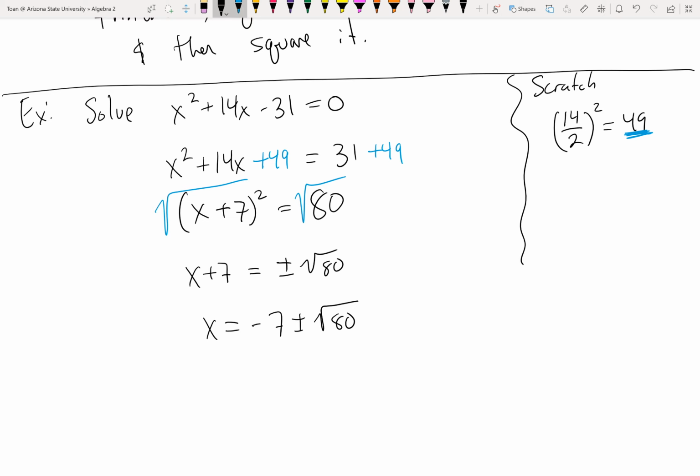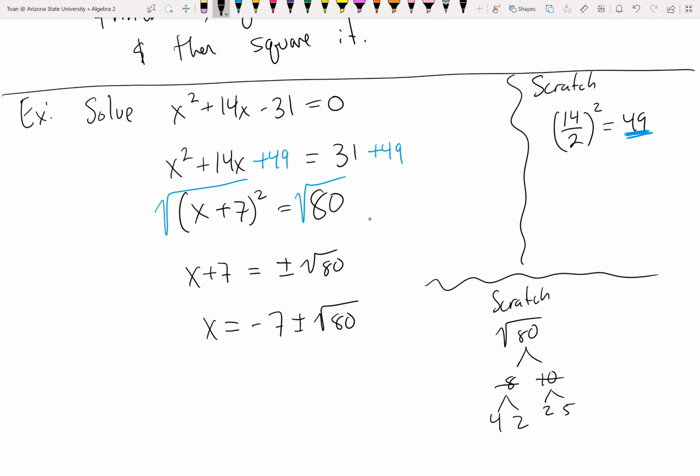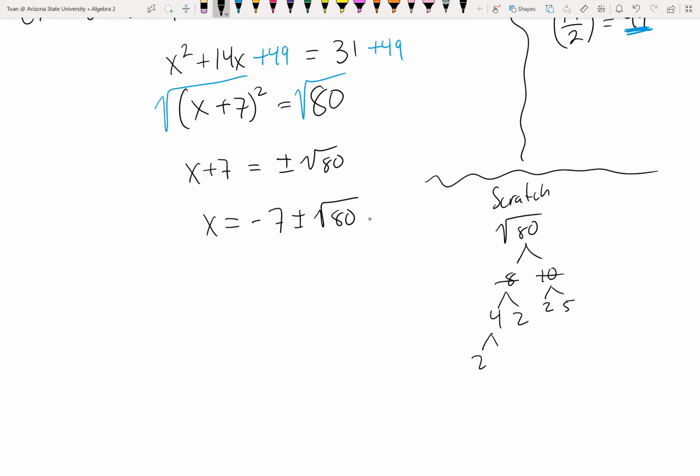The only other thing I would say to you guys is make sure if you have any radicals to simplify them as much as possible. That's the factor tree. So here's my scratch work again. I want to simplify radical 80. So I know that's 8 and 10. That's 4 and 2. That's 2 and 5. And I know 4 is 2 and 2. So I'm going to look for doubles. I got a double here.